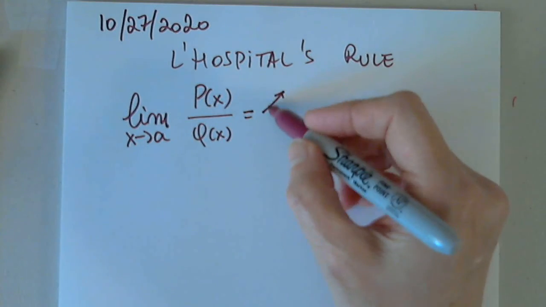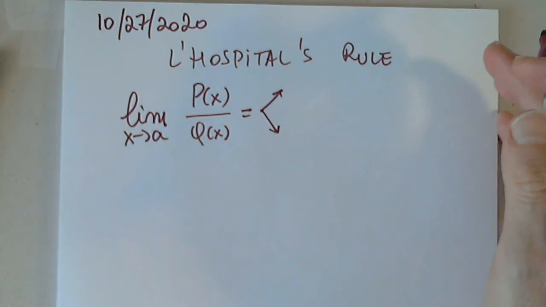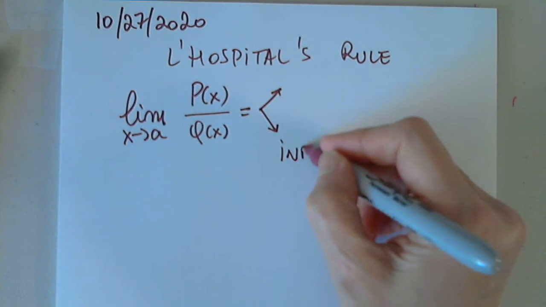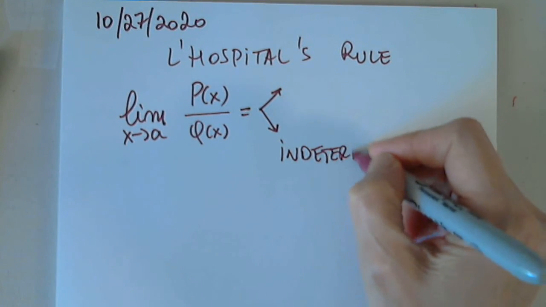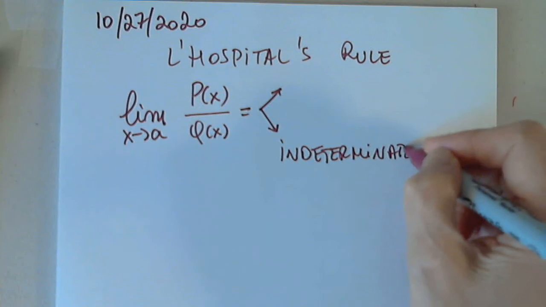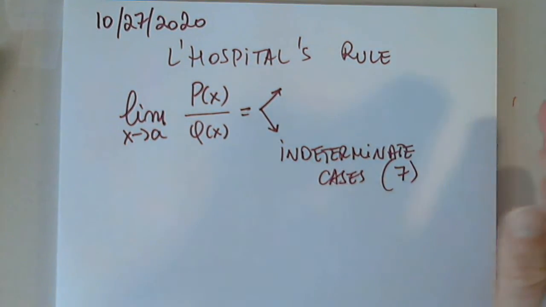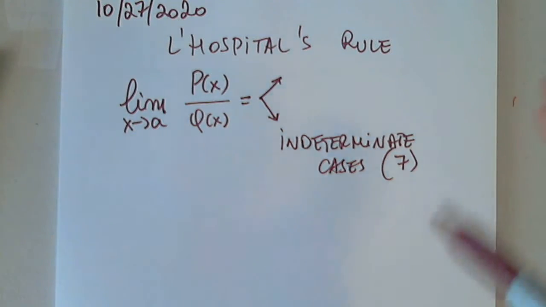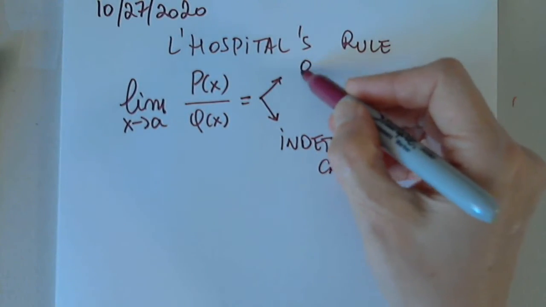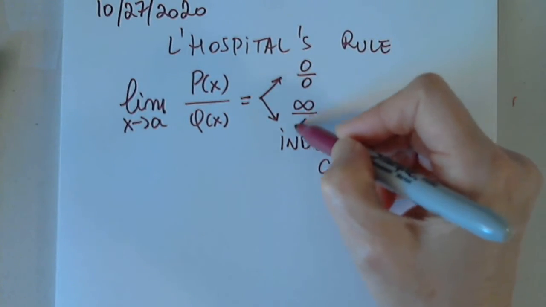L'Hopital's rule works in only two different indeterminate cases. There are a total of 7 indeterminate cases, but only in two situations: 0 over 0 or infinity over infinity.